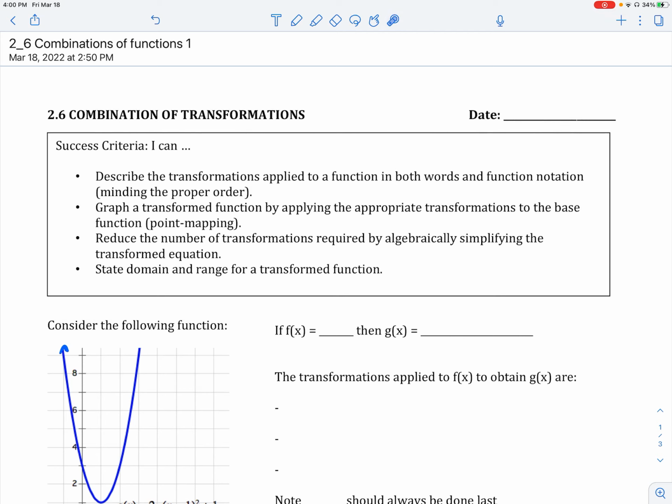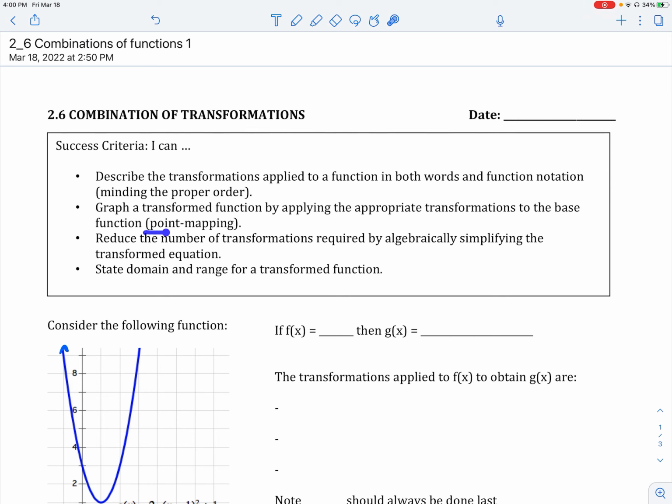Our success criteria: I can describe the transformations applied to a function in both words and function notation, minding the proper order. So the order of the transformations is really important, especially when you're describing the transformation in words. We want to make sure we list them in the proper order. I can graph a transformed function by applying the appropriate transformations to the base function.